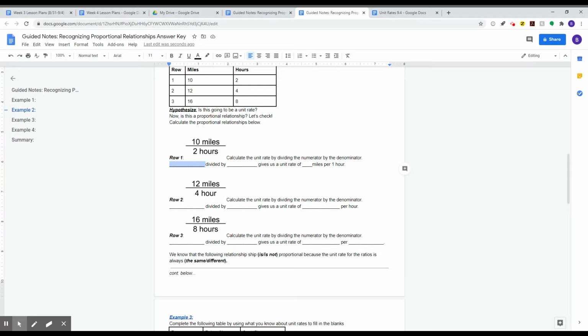Now, row 1, blank divided by blank, top divided by bottom, numerator divided by the denominator. Top is 10 miles. 10 miles divided by 2 hours. Oh, guys, this is a game changer here. That's going to make things so much easier for all of us. 10 miles divided by 2 hours gives us a unit rate of what? What's 10 divided by 2, class?